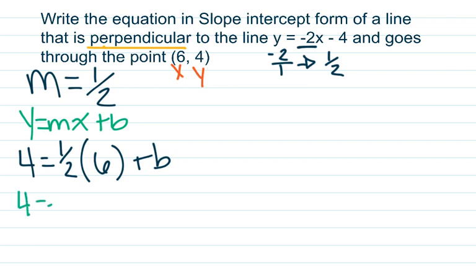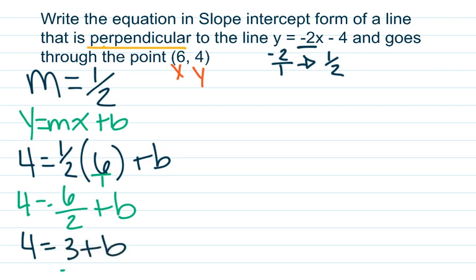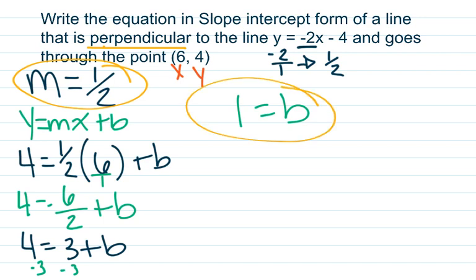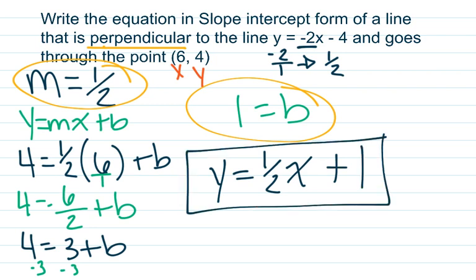So we have 4 equals, put this over 1, 6 times 1 is 6, over 2 times 1 is 2, plus b. 6 divided by 2 is 3, plus b. We're going to subtract 3 from both sides, so we get 1 equals b. Now we have our slope and our y-intercept, so we can write our equation y equals 1/2 x plus 1. And that's our equation that's perpendicular.